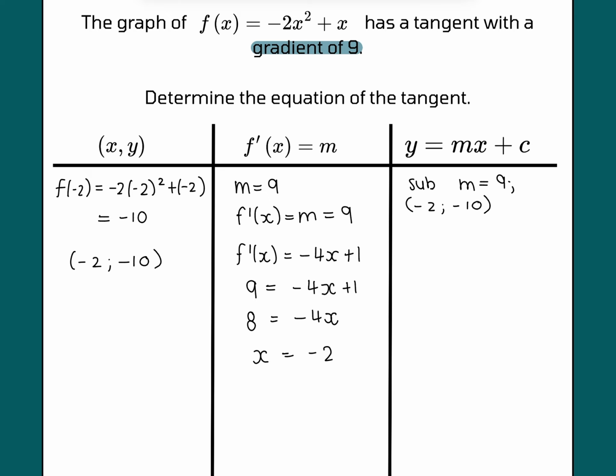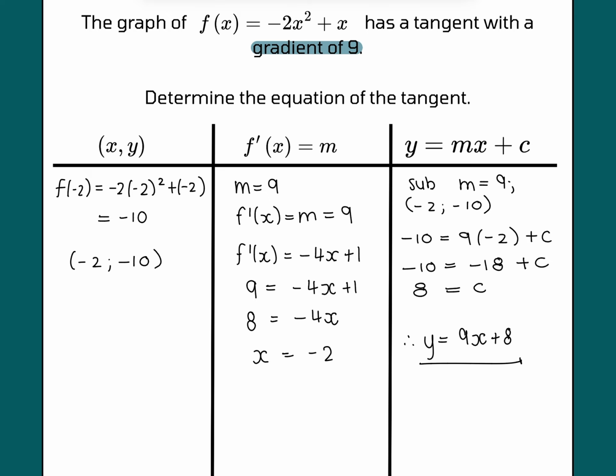So let's quickly sub that in. We're going to get that negative 10 equals 9 times negative 2 plus c. Then all you're going to do is simplify. So that's negative 18 plus c. Get c alone, which means that c must be equal to positive 8. Thus, the equation must be y equals 9x plus 8.